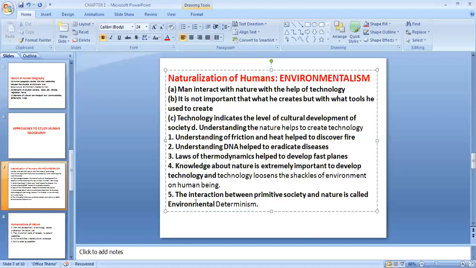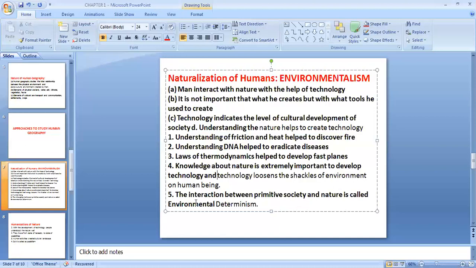And a lot of followers are there. Like I have told you, Karl Ritter and Alexander von Humboldt followed Friedrich Ratzel. Similarly, some other geographers from different parts of the world also followed him, like Ellen Churchill Semple from America, and Ellsworth Huntington. They are from the United States of America. They also follow the same theory or approach to study human geography, the naturalization of human or environmentalism. So this is about environmentalism.